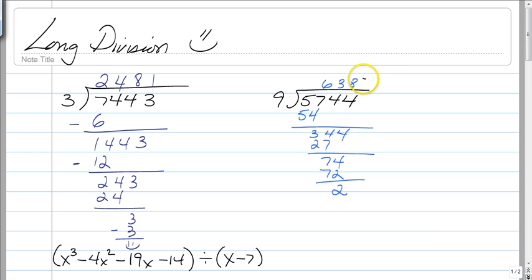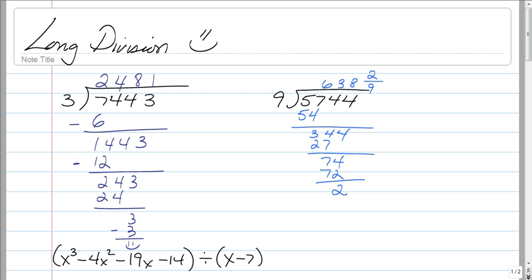But you have no more places to go. So then you would just have a remainder of 2. And you would either write R2 or you would write 2/9, because there were 2 remaining out of 9 since you are dividing. So that's a recap on long division.